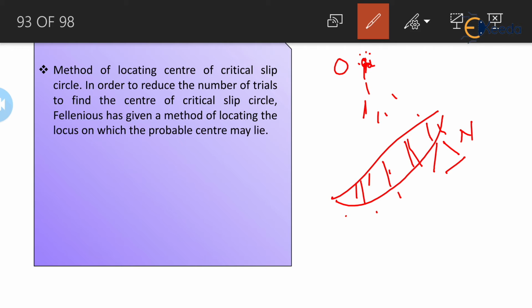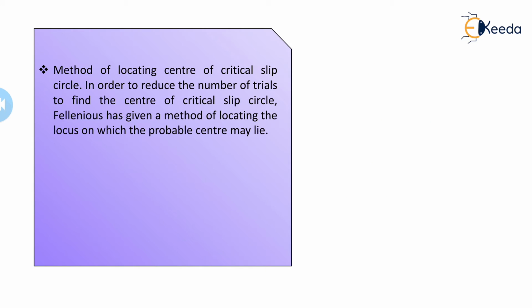Previously we had discussed that part. So here also, up to which part are we going to draw this slip circle again and again? In order to reduce these trials, we are going to locate the center of a critical slip circle. For locating this, we are using the Fellenius method. Fellenius is one of the scientists who gave us the method of locating the locus on which the probable center may lie. So for this given situation, Fellenius gave us a certain method.